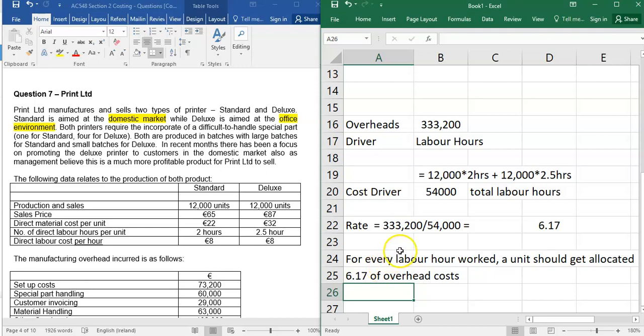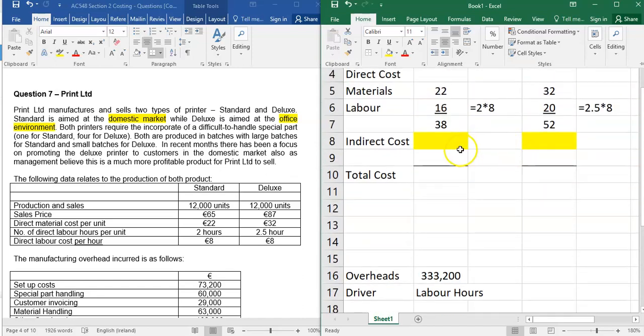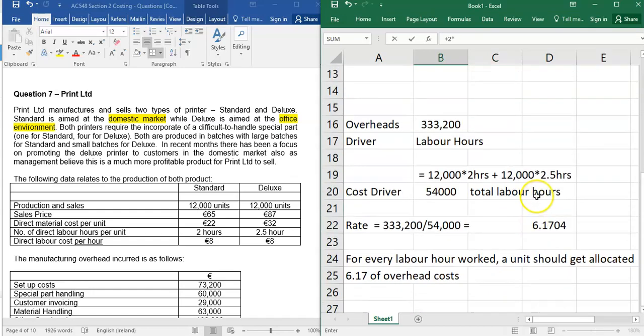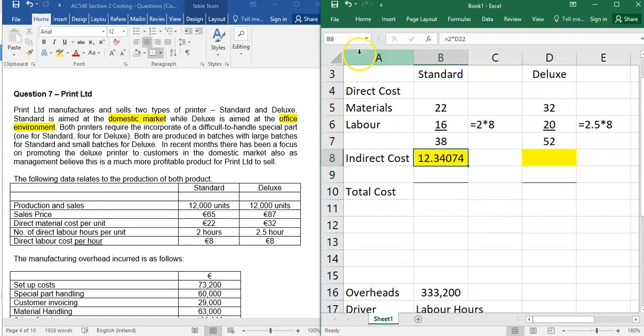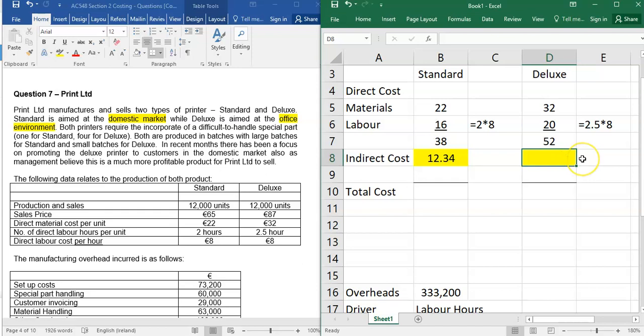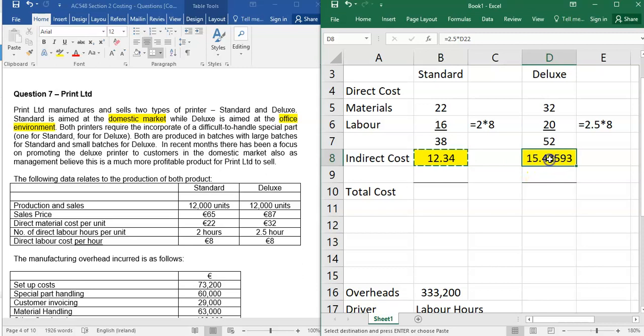Now just be careful. Here I'm not going to round, I'm just going to use the figure as it is. In a question you might round and get a slightly different answer, that's fine. We're not going to dock marks in terms of rounding. So your indirect cost here is going to be 2 times the 6.17, so somewhere around 12.34. And similarly for deluxe, be careful, it will be 2.5, because it's 2.5 hours, and that means you're going to allocate 2.5 times €6.17.